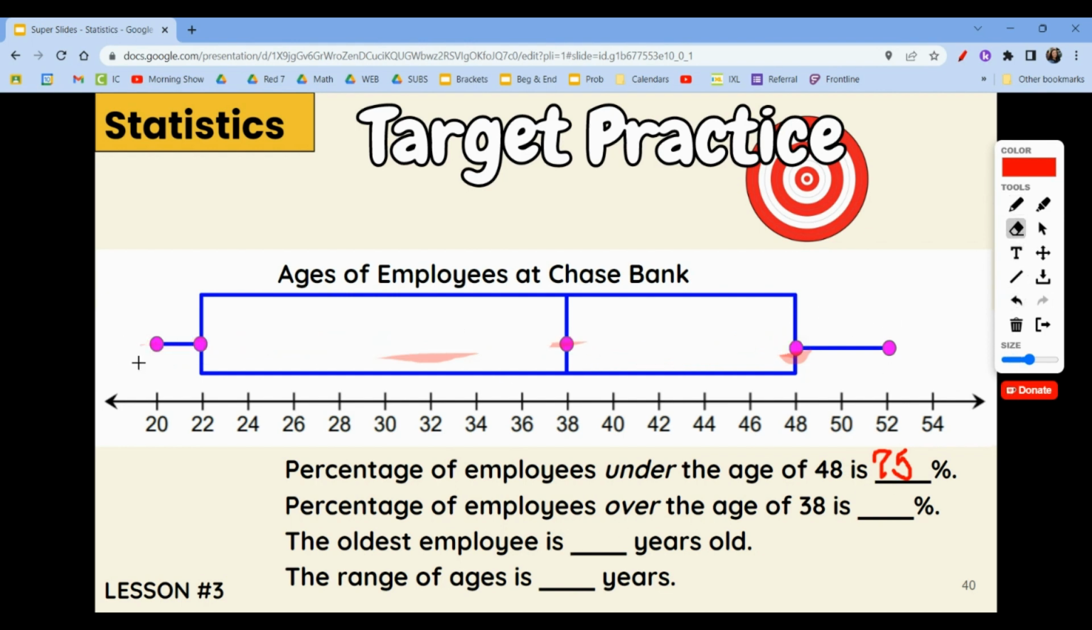Okay, let me erase that. The percentage of employees over the age of 38. Over the age of 38 would be these 2 quartiles. So it'd be about 50% because each quartile is 25%. So that'd be 50%.